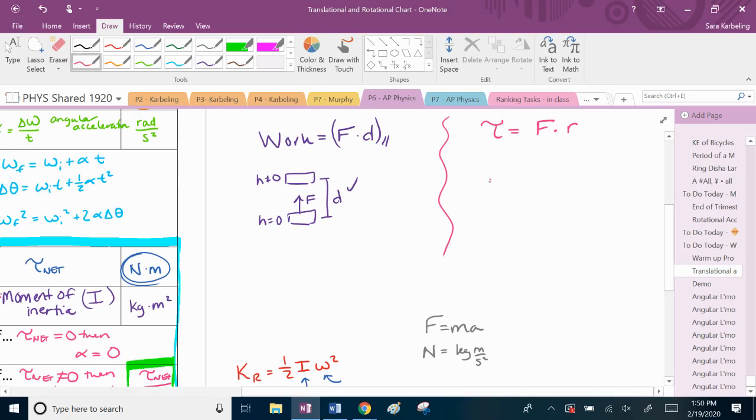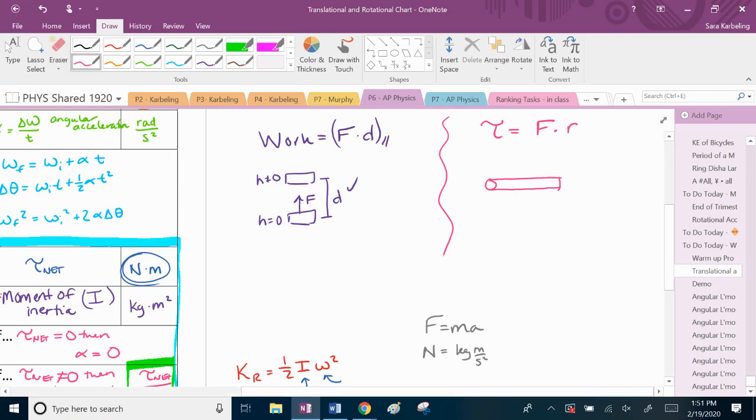If I'm applying a torque, so I'm just looking at a door handle here, okay? If I apply a force like this, parallel to the distance I would measure, am I going to get any torque there, friends? No. How do I get torque? It has to be perpendicular, right?